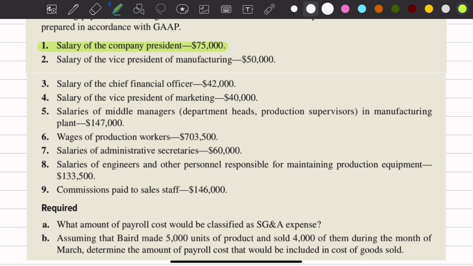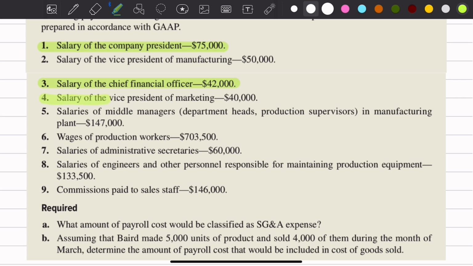Second one, salary of the vice president of manufacturing, and because it says vice president of manufacturing, we're not going to include this one here. This one is going to be classified as a product cost or a manufacturing cost, so we'll skip it. Next one, salary of the chief financial officer. The chief financial officer should be classified as SG&A. Next one, number 4, salary of the vice president of marketing. Again, this is the vice president of marketing, so this is classified as SG&A.